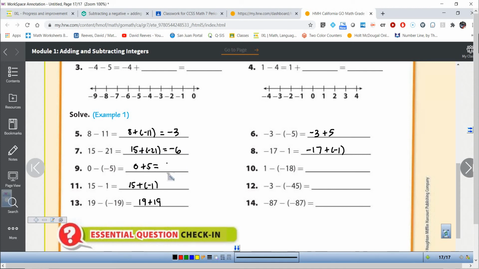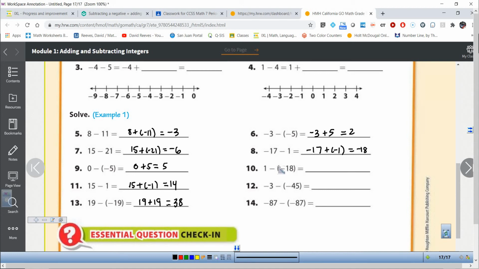Well, 0 plus 5 is just 5, right? What do I have more of here? More positives. 15 minus 1 is 14. Here I have all positives. 19 plus 19 would be 38. What do I have more of? I have more positives. How many more do I have? 5 minus 3 is 2. And here I have all negatives. 17 negatives plus 1 more negative makes 18 negatives.